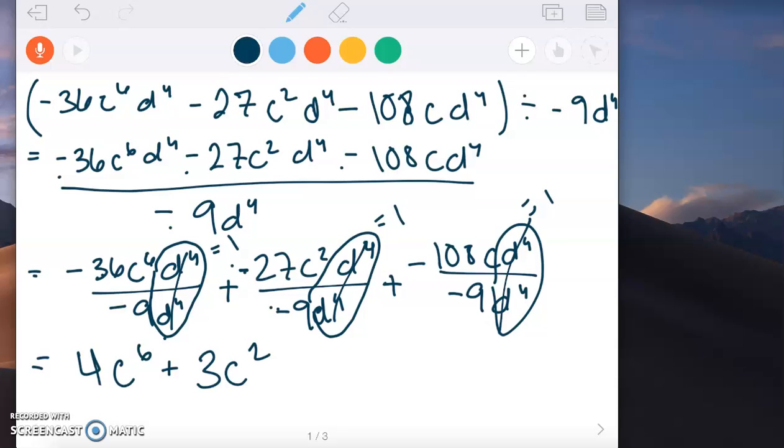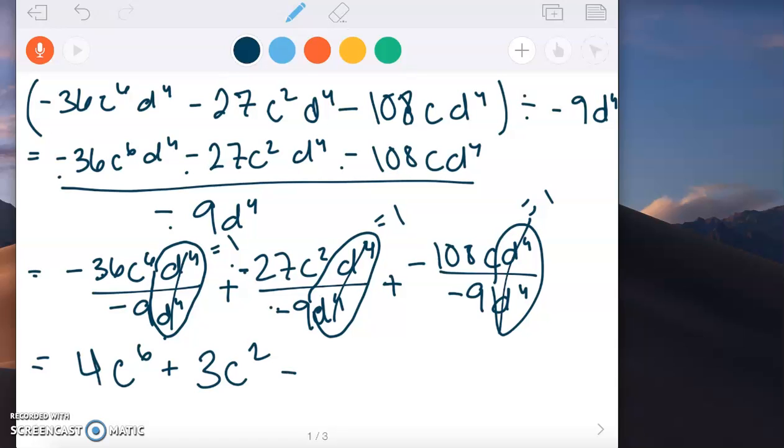Now, let's say we had negative 9 c squared over 27, then you would end up with c squared over 3. The only reason we're not ending up with that here is because the number on the top is bigger and they divide evenly. All right, so that's your second term.